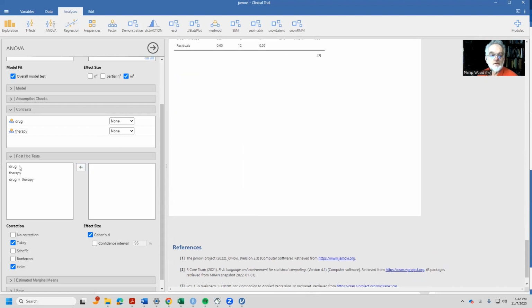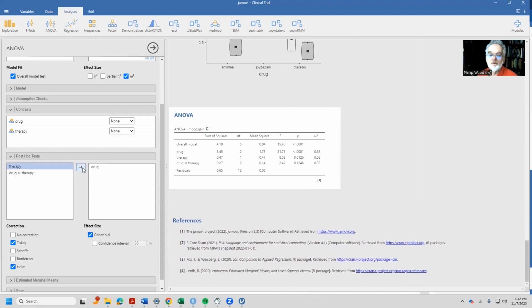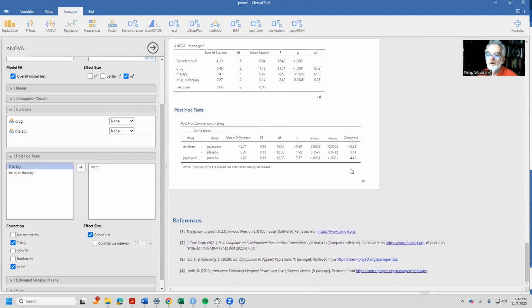Similarly, I can send that back and look at only the post-hoc test of the drug. And that will give us a sense of how large the effect sizes in terms of Cohen's D are for just the three levels of the drugs.